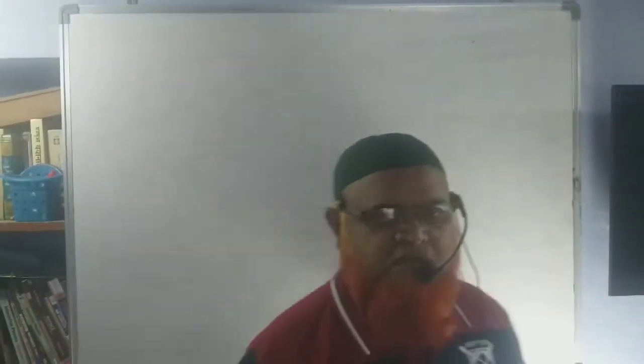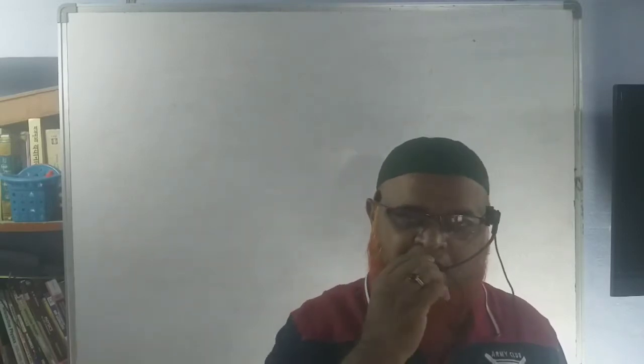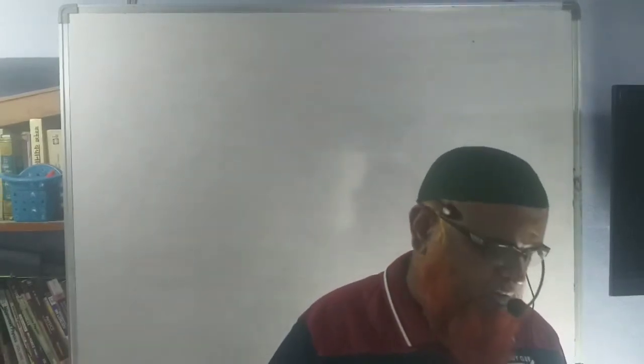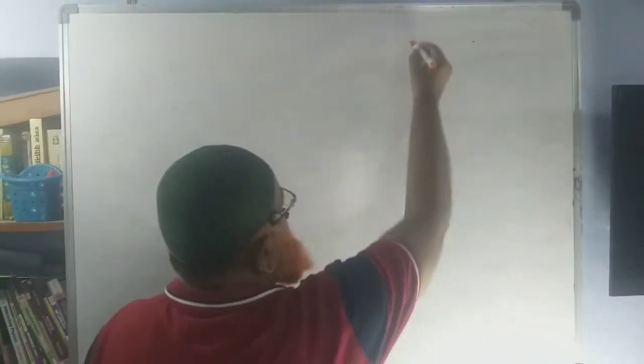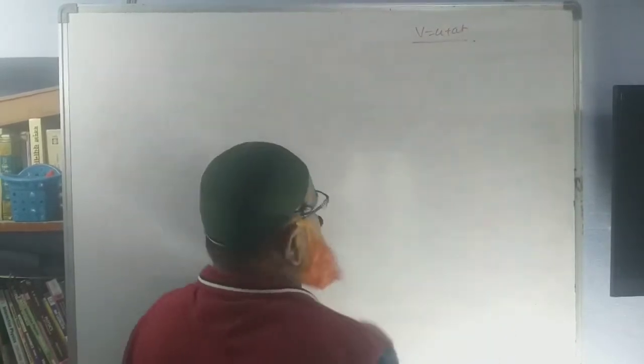So children, today we discuss the three equations of motion in kinematics, that is, motion in one dimension. We are discussing motion in one dimension along with acceleration. Let us go for that. The first equation of motion is going to be v is equal to u plus at. Let us discuss this.